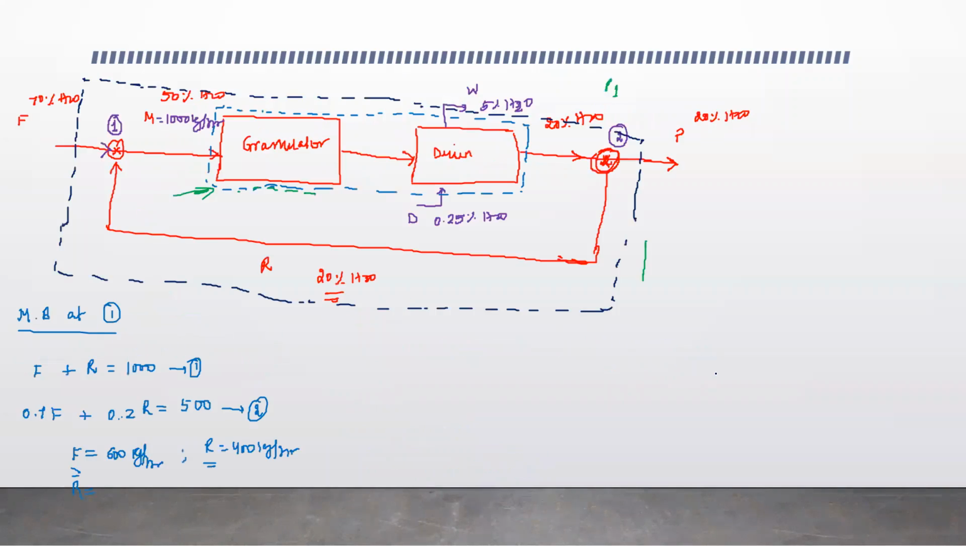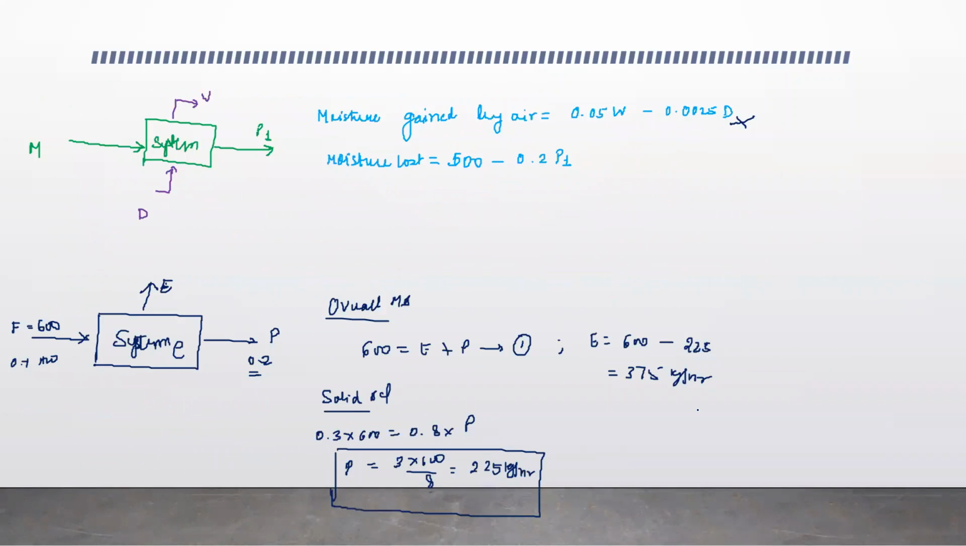Okay, so this is the water lost. Then this is your water lost. So now we have moisture lost is equal to 500 minus 0.2 into P1. So from this you can get P1 as well. However, you don't need P1 really.